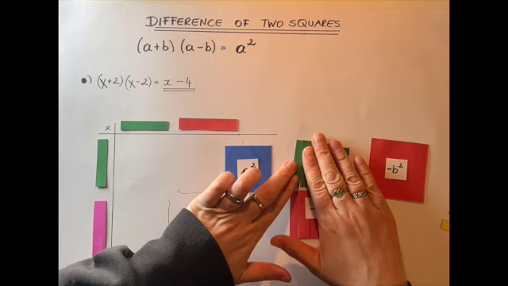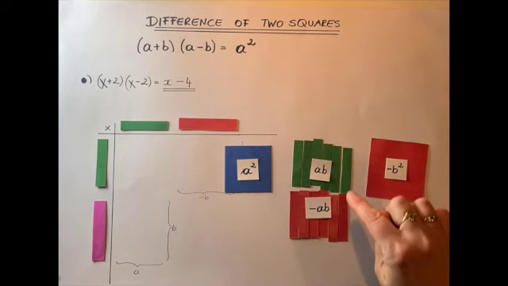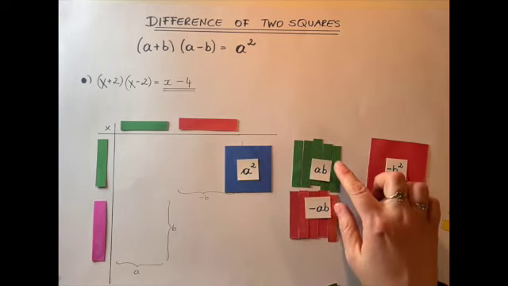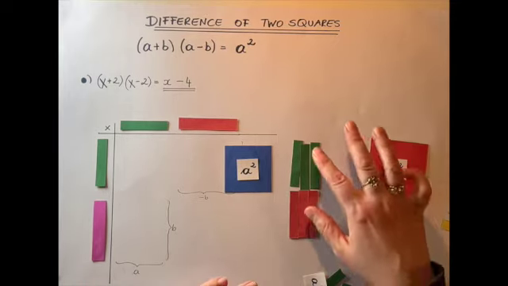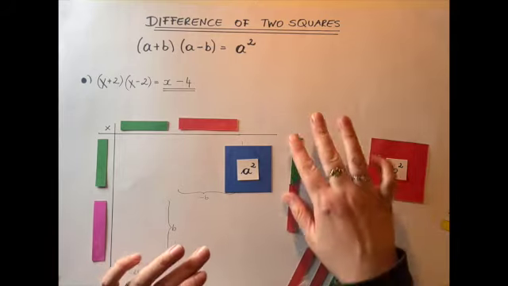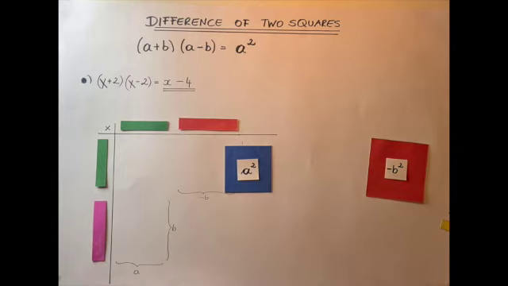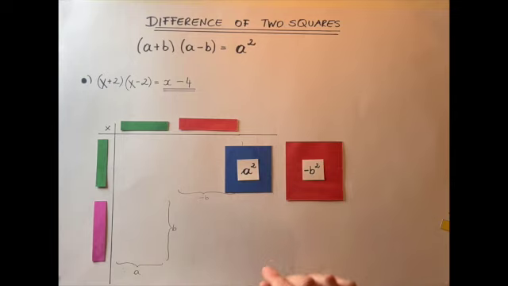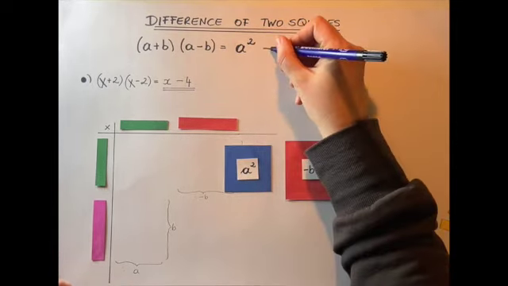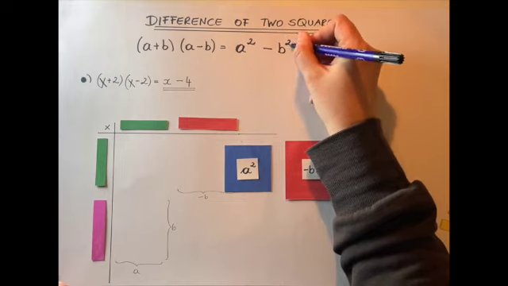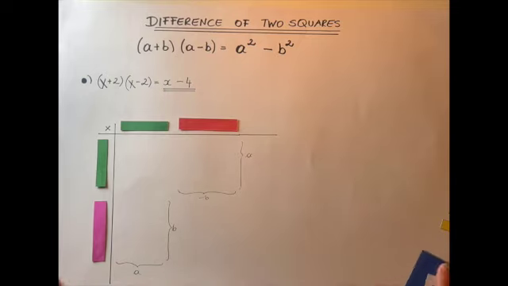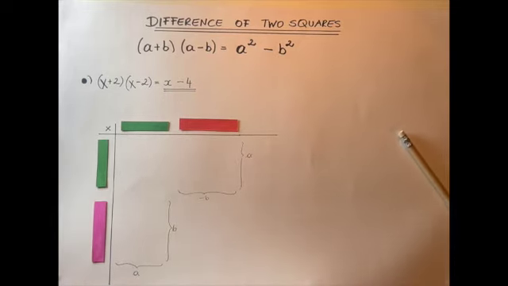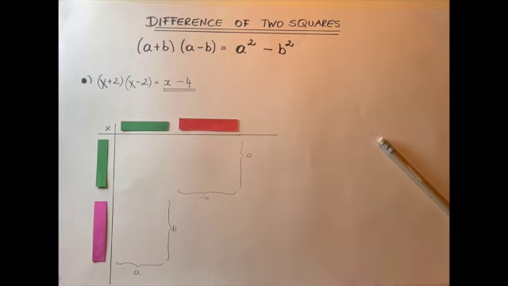Then all of this cancels. Zero term, zero term, zero term, zero term, zero term, zero term. So they're all gone. And all we are left with is that negative b squared. And this again is a really important law. It's a very important law that you should remember.